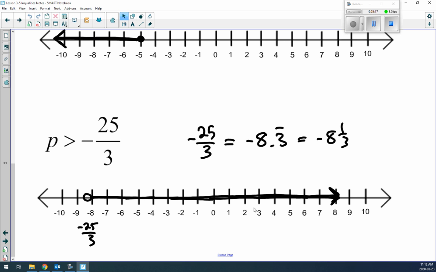Now, if you have a number line that doesn't have numbers on it, you can put the numbers wherever you want as long as they are going positive to the right and negative to the left. Okay, so that was part A. The next lesson will be part B, which is called solving linear inequalities by using addition and subtraction. That's coming up right away.